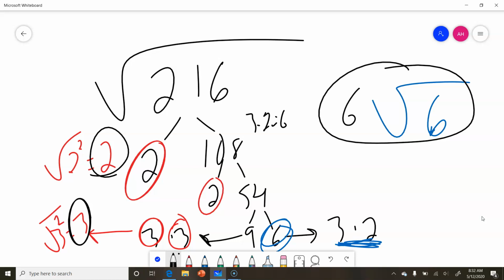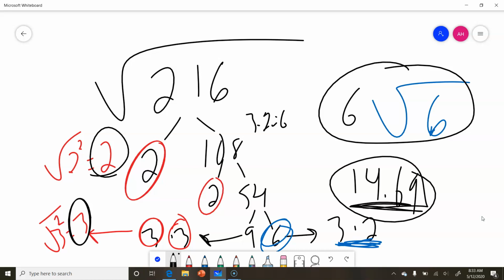Okay, and the way you check that is on your calculator. Do 6 times the square root of 6, and I get 14.69. So then let's try the square root of 216, and I get the same answer, 14.69. Okay, so this is our grand answer right there. We just factor.